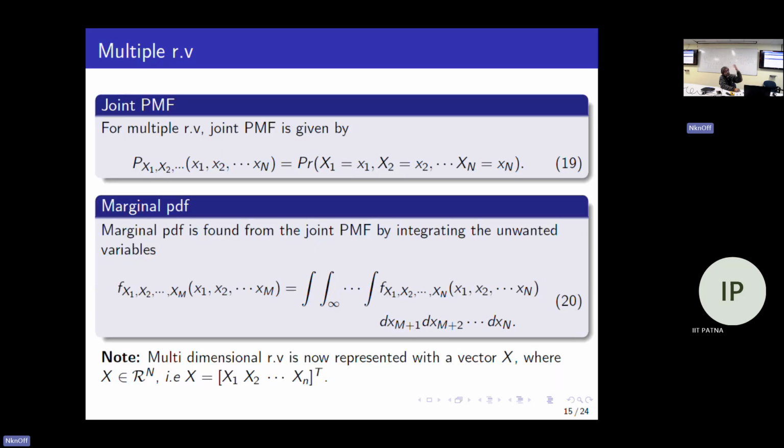Now what will be the joint PDF? Joint PDF of X1, X2, dot, dot, sorry, it should be Xn, will be equal to probability of X1 equals x1, X2 equals x2, Xn equals xn. Like if you think about X, Y, that means probability of X1 is x1, X2 equals x2. That means it is a point on space. So what is the probability at the points on a surface?